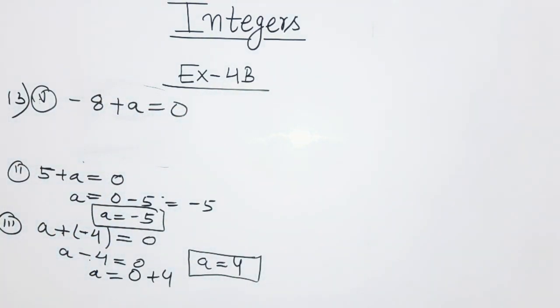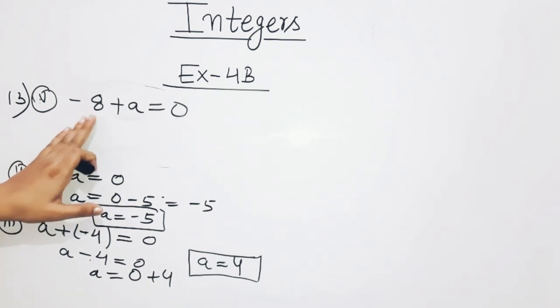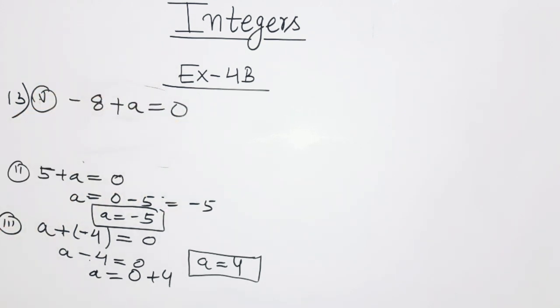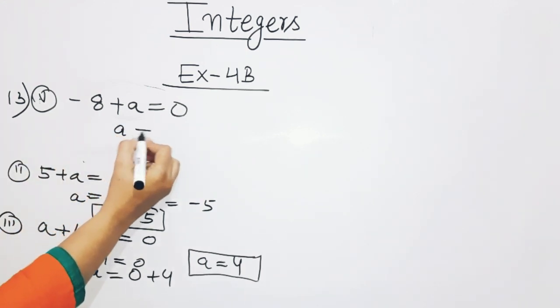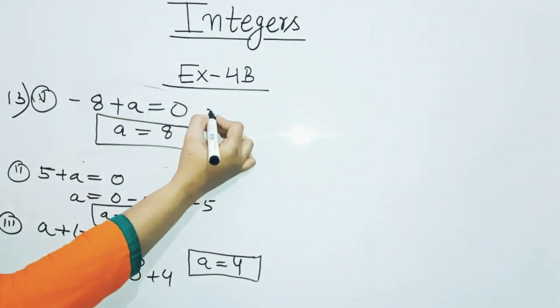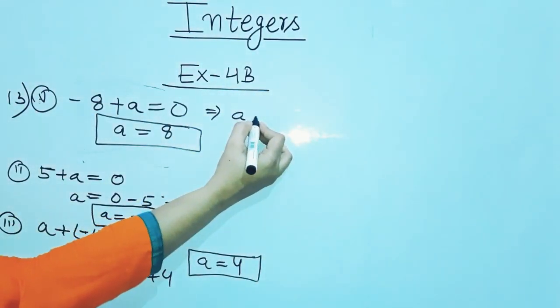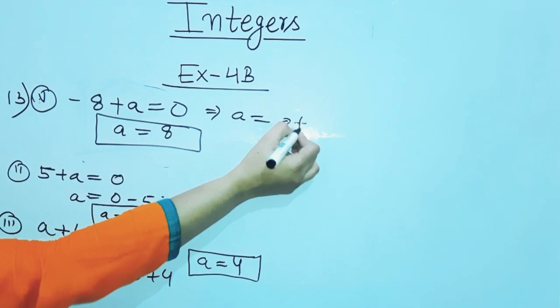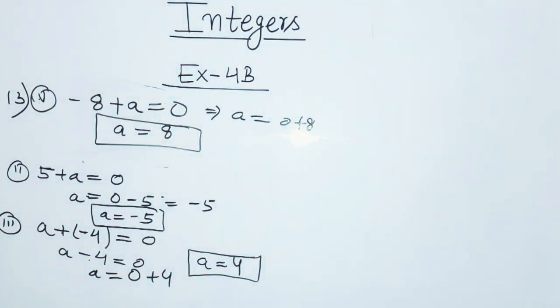Now you have to tell me, when this minus 8 is going to go from the left hand side to the right hand side, what will happen? This minus 8, if it will go on the right hand side, what will be the sign of this number? Please pause the video and reply to me in the comment section. The value will be plus 8 because it will be a is equals to 0 plus 8, and the value of a is plus 8. I hope it is clear now.